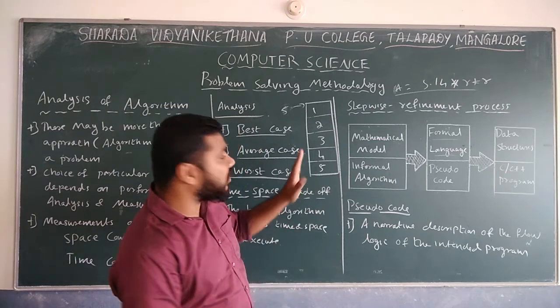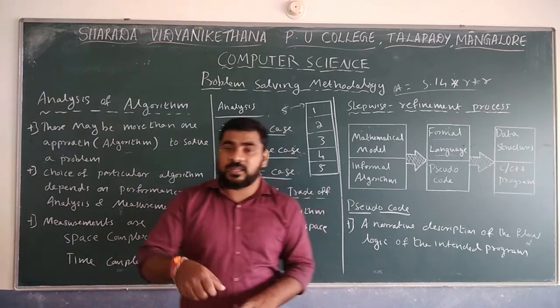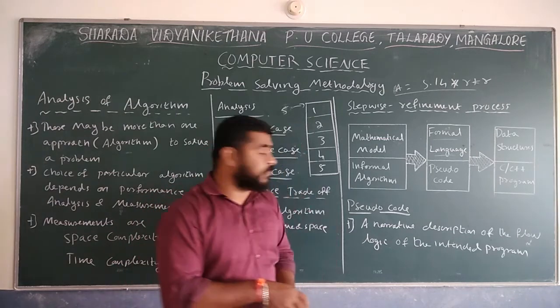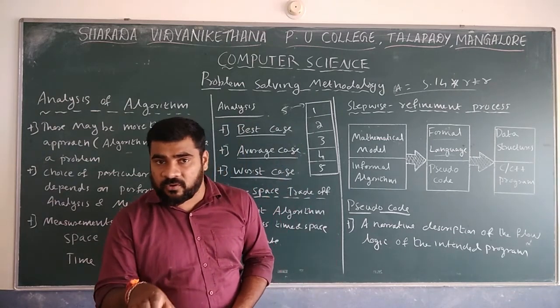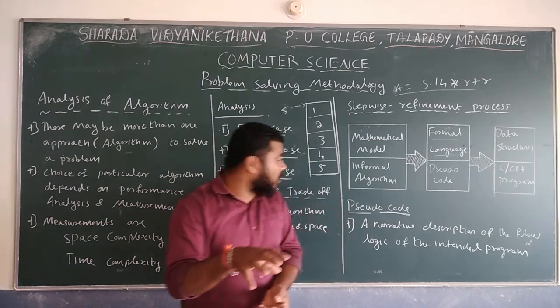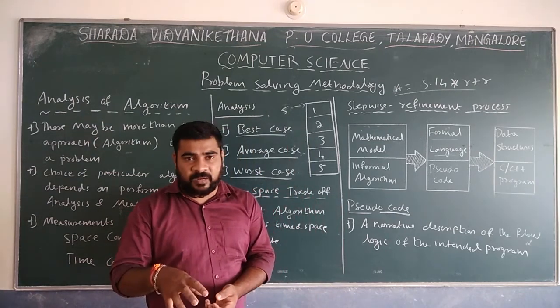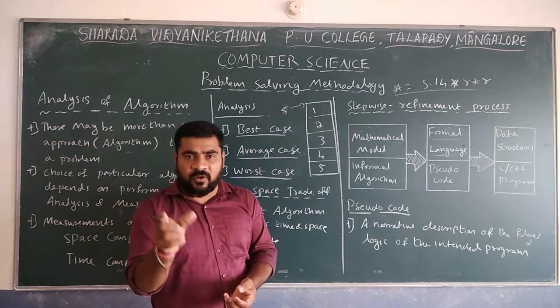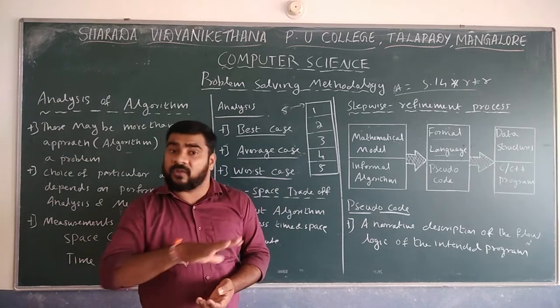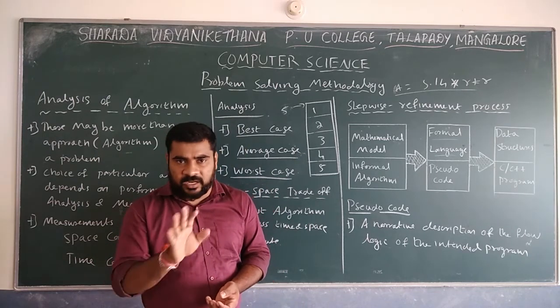After that, we discussed the stepwise refinement process. In the stepwise refinement process, there are mainly 3 levels: the informal algorithm, pseudocode, and the C or C++ program. First you have to write the informal algorithm by using the mathematical model. Normally, what you write in formulas, you use those formulas to write the informal algorithm. In an informal algorithm, steps are not required; we can write directly.